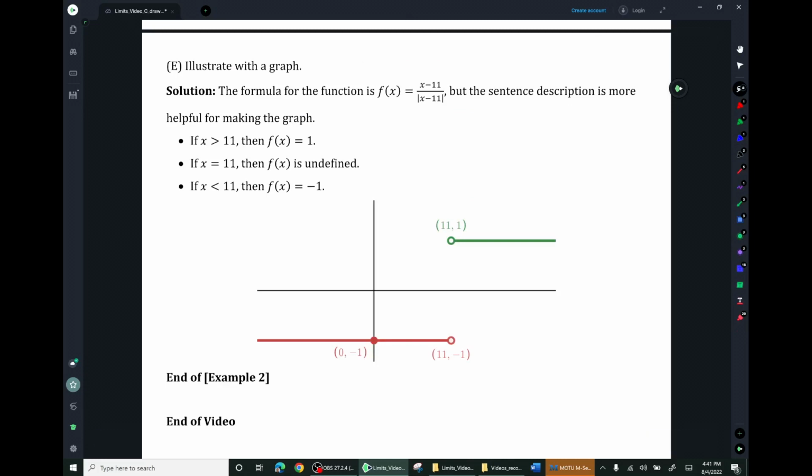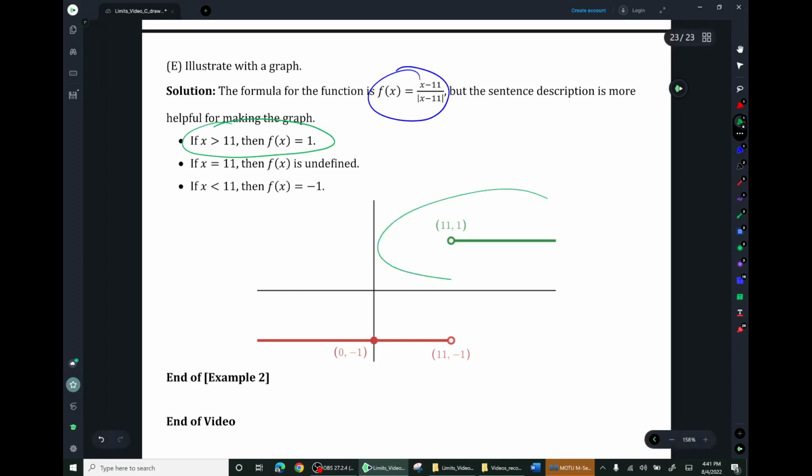Question E says to illustrate with a graph. Well, the formula for the function f of x is a single line expression, but the sentence description is more helpful for making a graph. We have this 3-sentence description. When x is greater than 11, f of x is equal to 1. So you can see here I've made a graph where to the right of x equals 11, the graph is a straight line with line equation y equals 1.